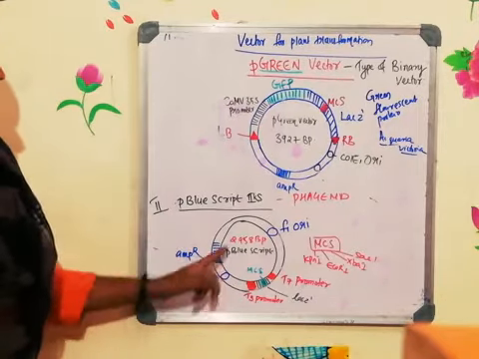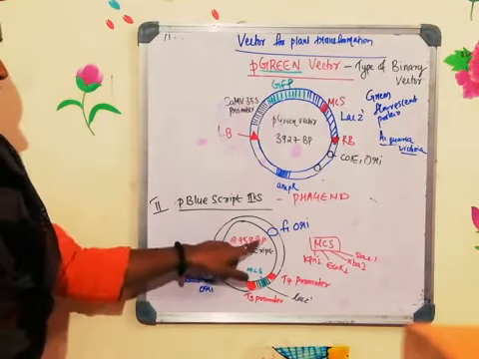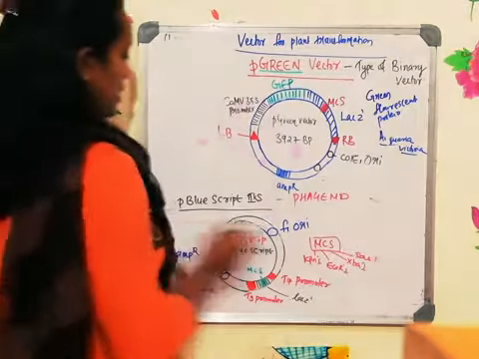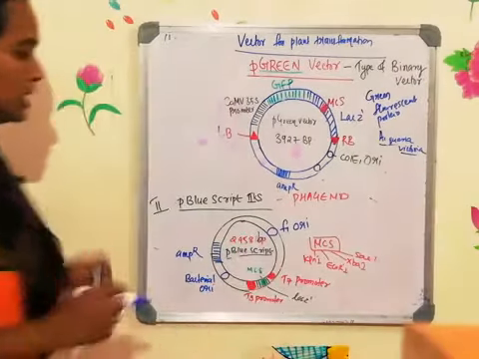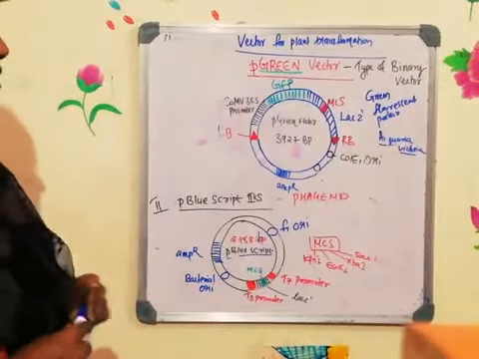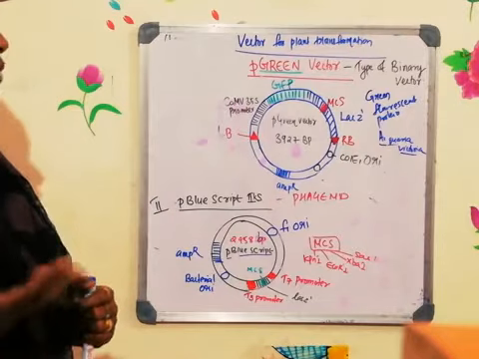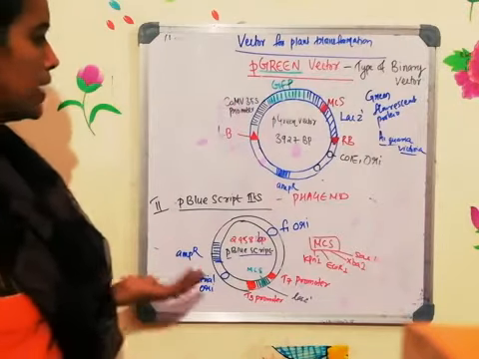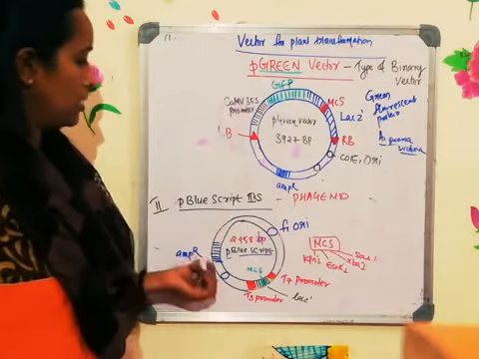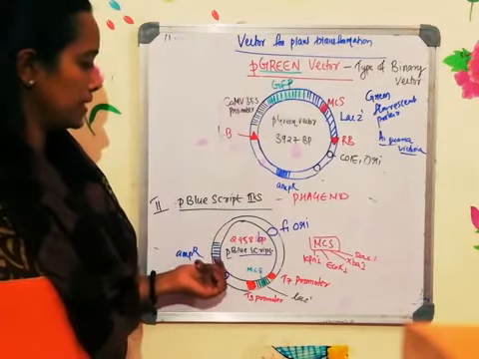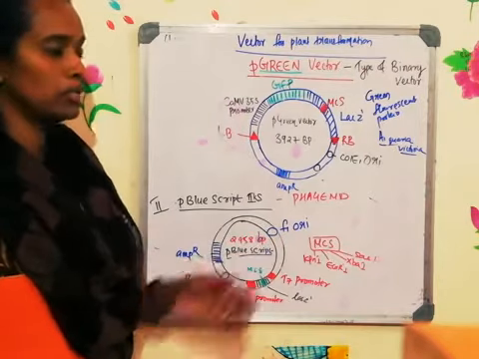Okay, so the size of the pBluescript vector is 2958 base pairs. The plasmid is called pBluescript. Why is it known as Bluescript? Because we are selecting the transformed cells by using a blue-white selection method. That is why it is called Bluescript.